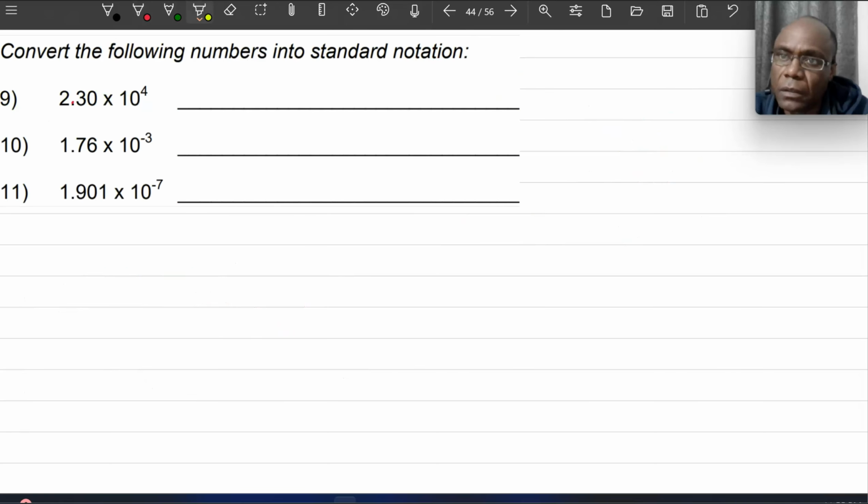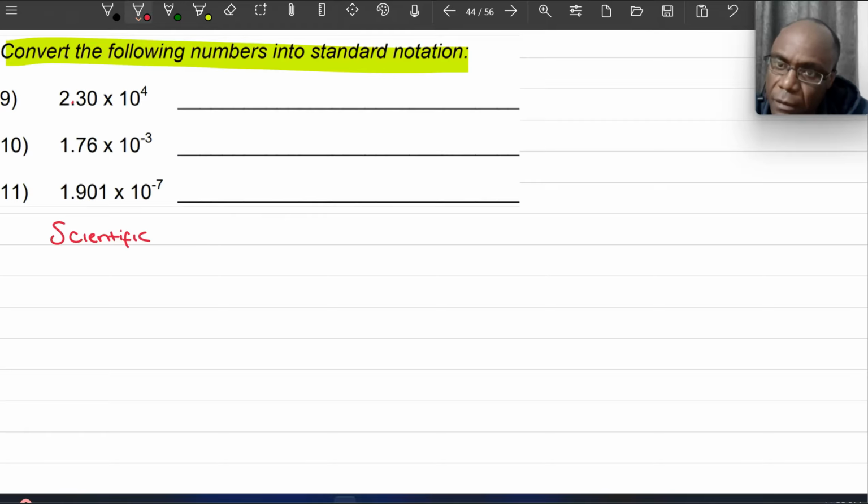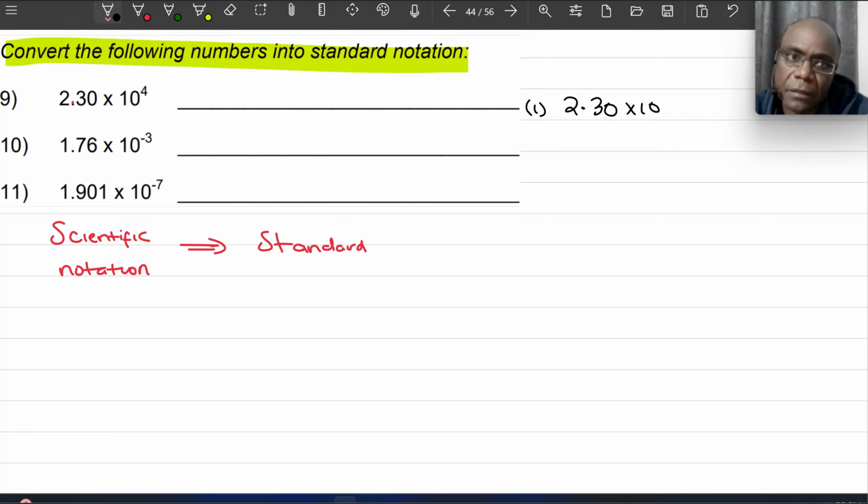Next question, convert the following numbers to standard notation. Notice that we are given the scientific form of it. We are given the scientific notation, and we are going to the standard form of it. Now the first one that we are given right here is 2.30 times 10 to the power positive 4. Okay, let me write it again. 2.0 times 10 to the power positive 4.